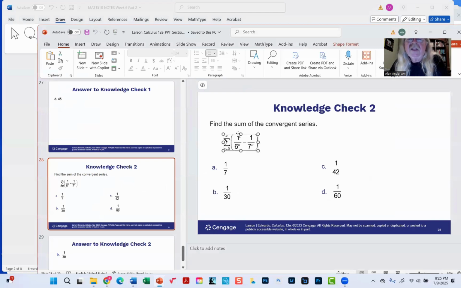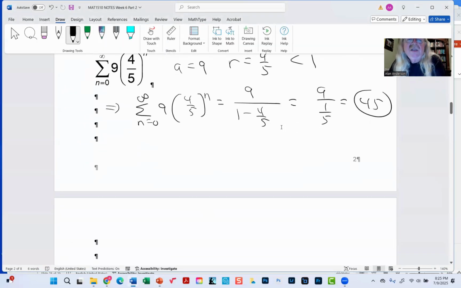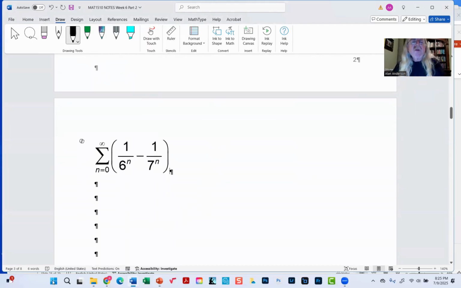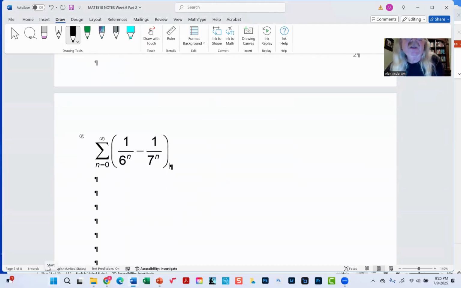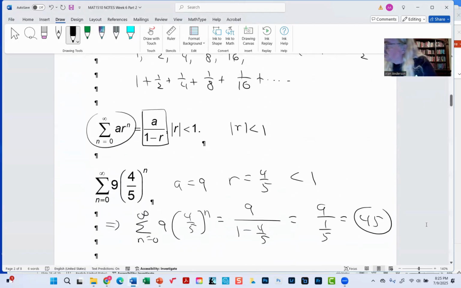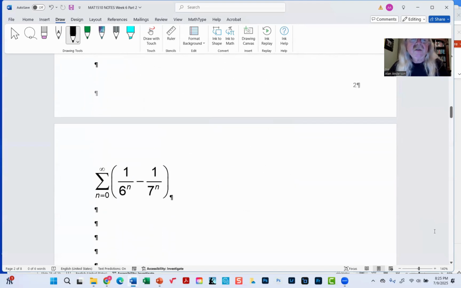And now this one, it may not look like it at first glance. This is another case of a geometric series that converges. First, we rewrite it. Oh, actually, I forgot to label this. Hold on a second. Just so when you're looking at these notes, you can go back and find what you're looking for. This one is knowledge check number 1. And now the new one is knowledge check number 2.